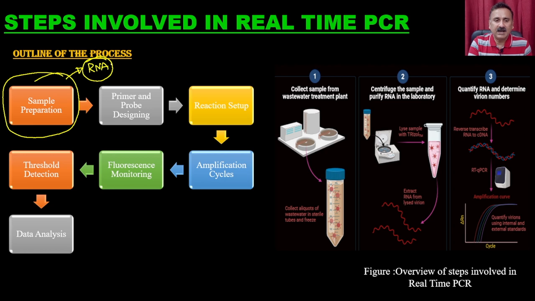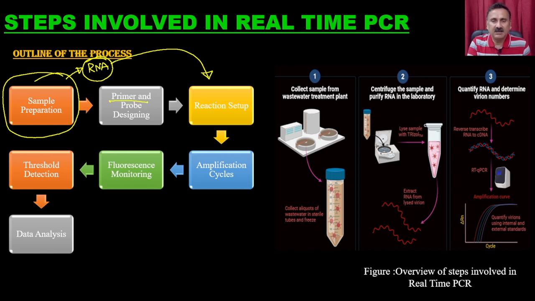So now you have understood how you can isolate the RNA from your samples, right? Once you have isolated the RNA, you are going to set up the reactions, right? And we are not getting into the detail of primer and probe designing, because that we have already discussed when we were discussing traditional PCR.